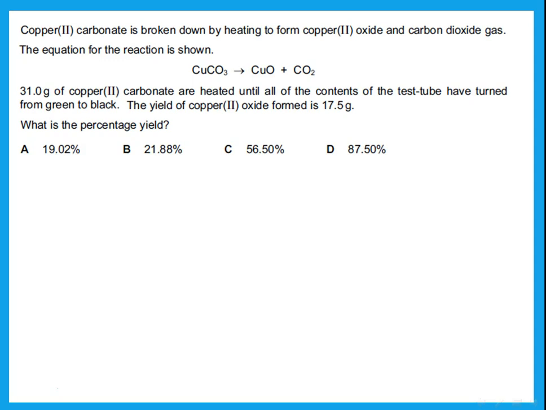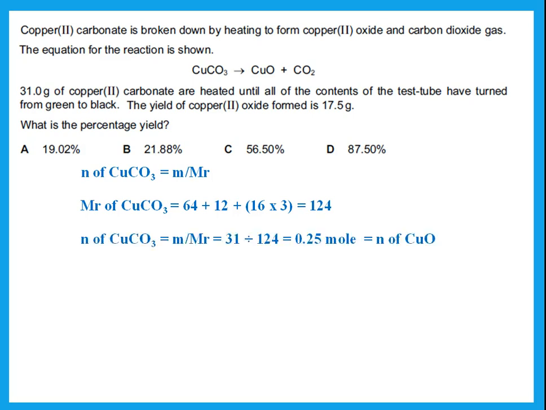So in order to get the percent yield, I have to calculate how much he should have gotten. So if he starts with 31 grams of copper carbonate, I get the number of moles of copper carbonate, mass over molecular mass. The molecular mass of copper carbonate is this. That means number of moles would be 0.25 mole. Okay. So now I have the number of moles of copper carbonate, but he's asking about copper oxide, and I see from the equation that the equation says 1 gives 1, and that means that the number of moles of the copper oxide is the same as that of copper carbonate.